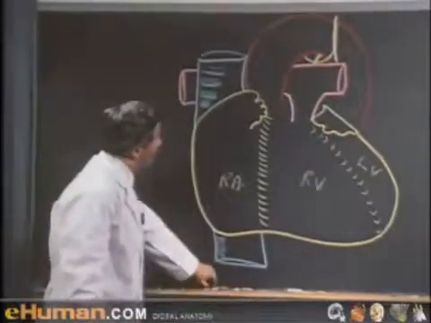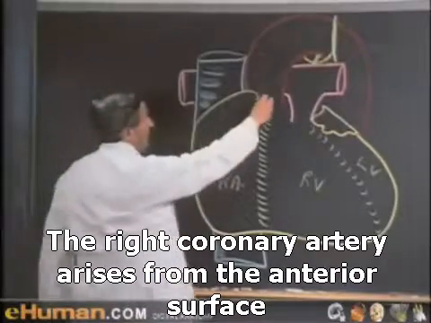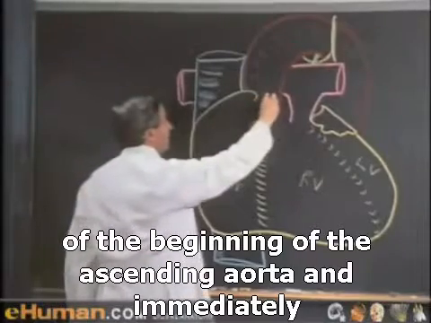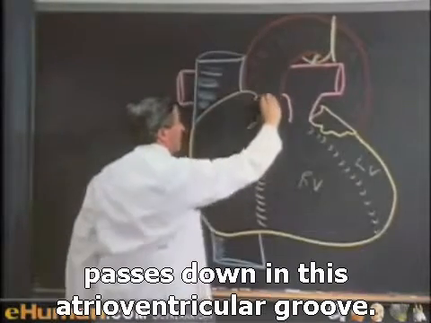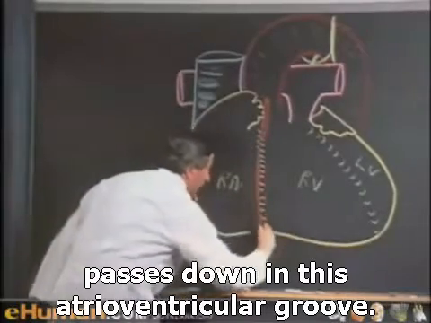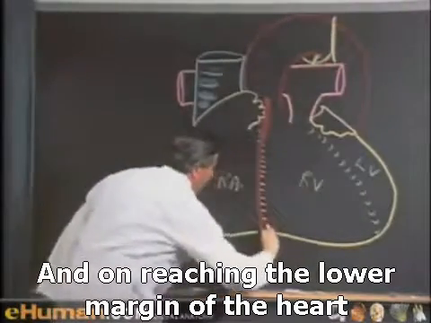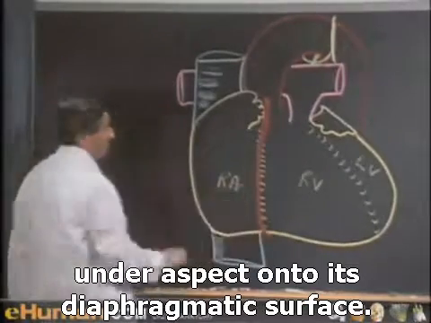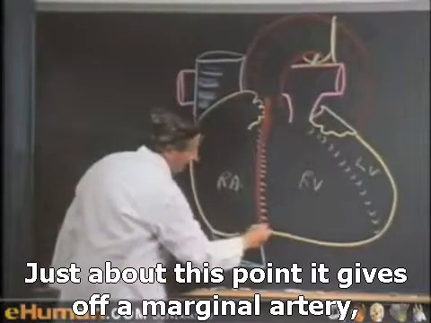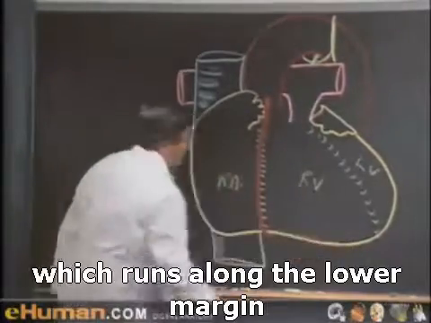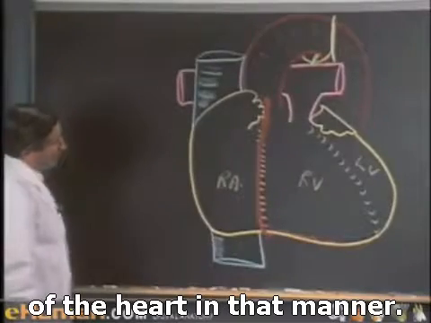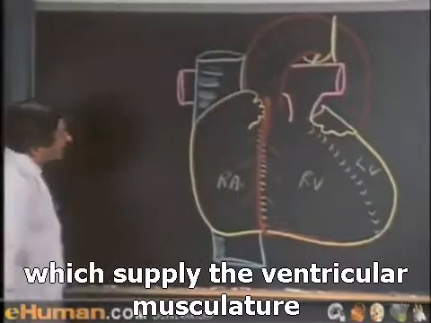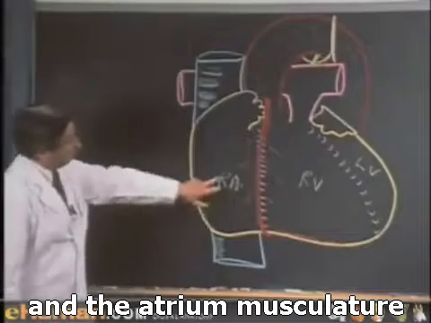Now, where are the coronary arteries? The right coronary artery arises from the anterior surface of the beginning of the ascending aorta and immediately passes down in this atrioventricular groove. And on reaching the lower margin of the heart, it passes onto its under aspect, onto its diaphragmatic surface. Just about this point, it gives off a marginal artery which runs along the lower margin of the heart in that manner. Now, of course, it has given off branches here which supply the ventricular musculature and the atrial musculature on each side.